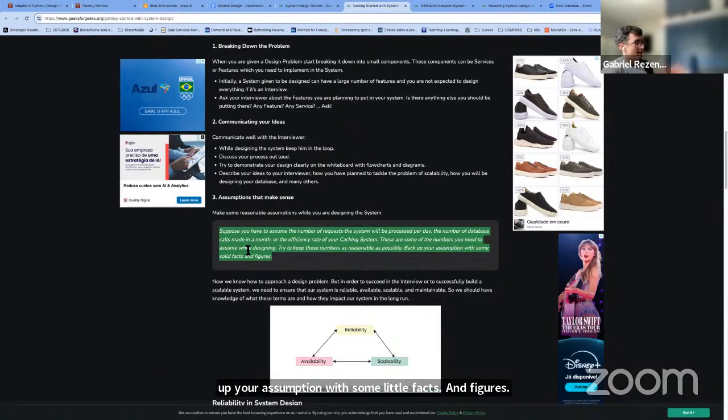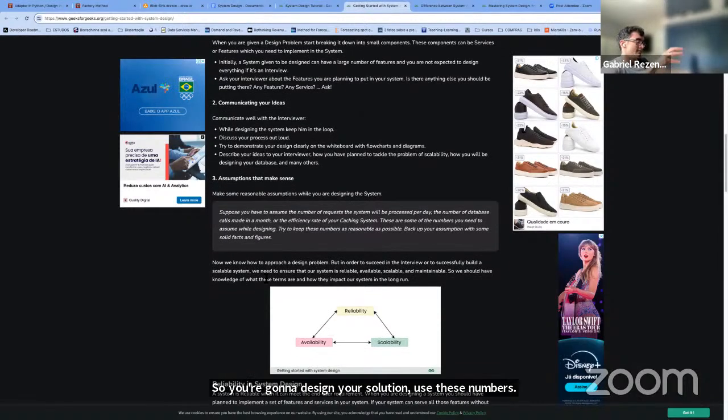This is a good division between a mid-level and a senior developer. The senior developer starts the interview by asking about these numbers. So, how many requests will be processed, how many database calls are made. So you're going to design your solution using these numbers, and it's important to prove that your design can handle these numbers, or that it can handle this process.